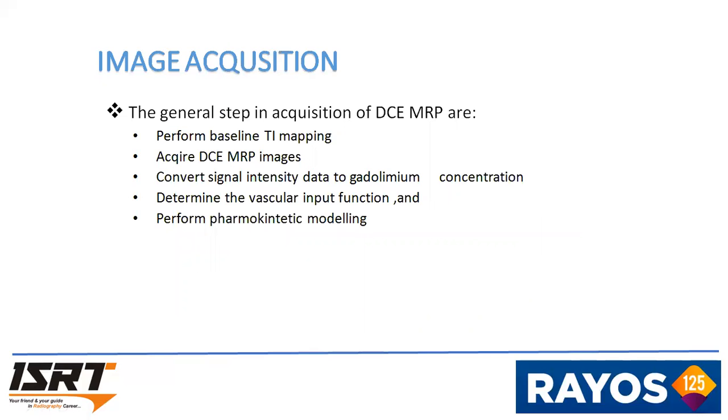The image acquisition includes some steps: perform baseline T1 mapping, which is nothing else than acquiring some pre-contrast images. Then acquire the full DCE-MRP images, convert the signal data into the gadolinium concentration, and then determine the vascular input function and perform pharmacokinetic modeling. This is the technique that we are using in perfusion studies; pharmacokinetic modeling we are going to discuss on the later slides.